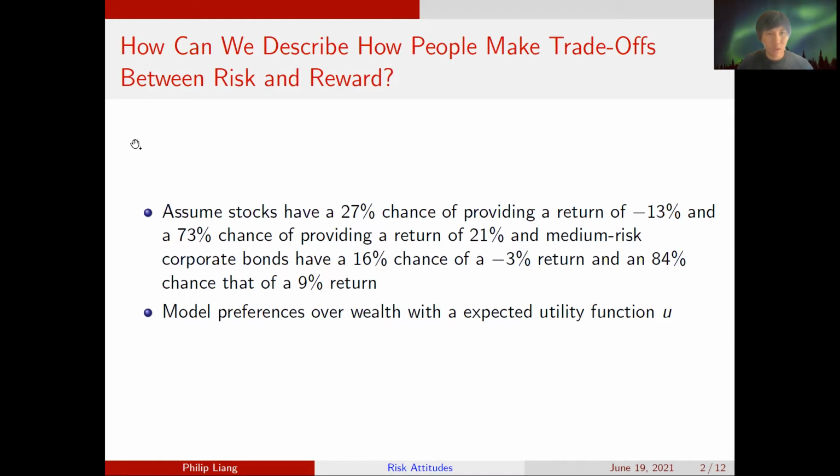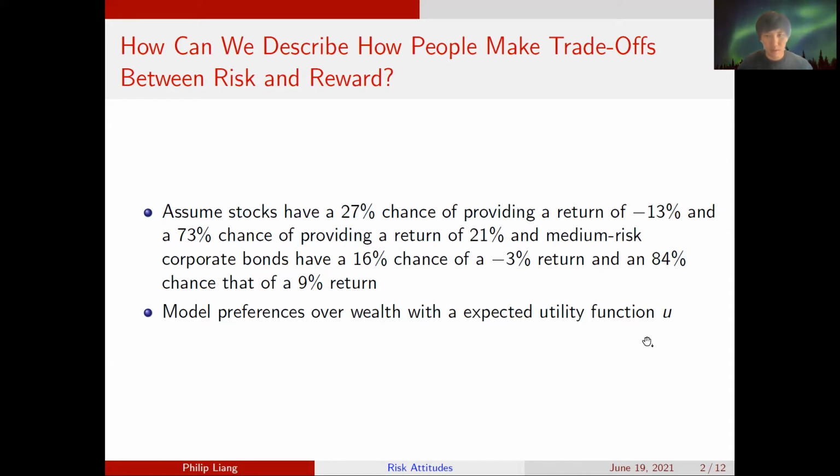So we observe people buying both stocks and bonds. So even though the stocks have a higher expected value, there must be something appealing about the bonds. And the bonds are appealing in that there is less risk of losing money. Both the chance of loss and the magnitude of loss are lower. So when we're modeling risk attitudes, we can model the fact that bonds appeal to some investors who don't have an appetite for high risk investments.